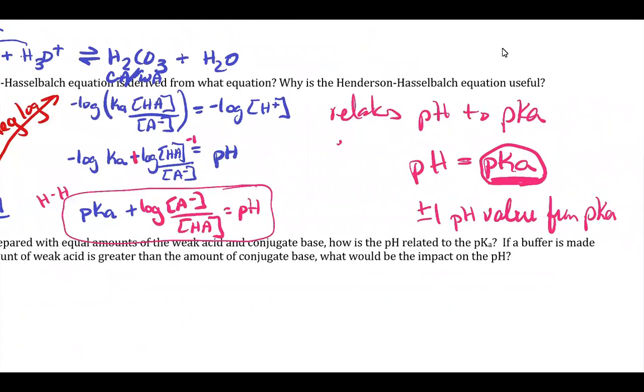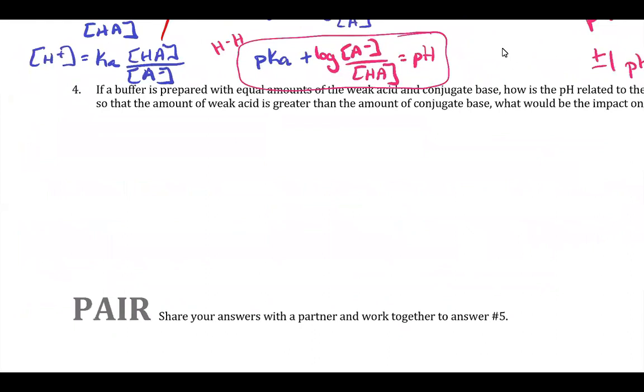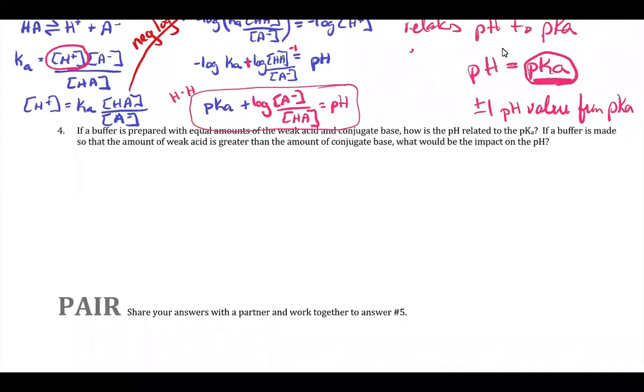Okay. All right. Number 4: if a buffer is prepared with equal amounts of weak acid and conjugate base, how is the pH related to the pKa? If the buffer is made so that the amount of weak acid is greater than the amount of conjugate base, what will be the impact on the pH?